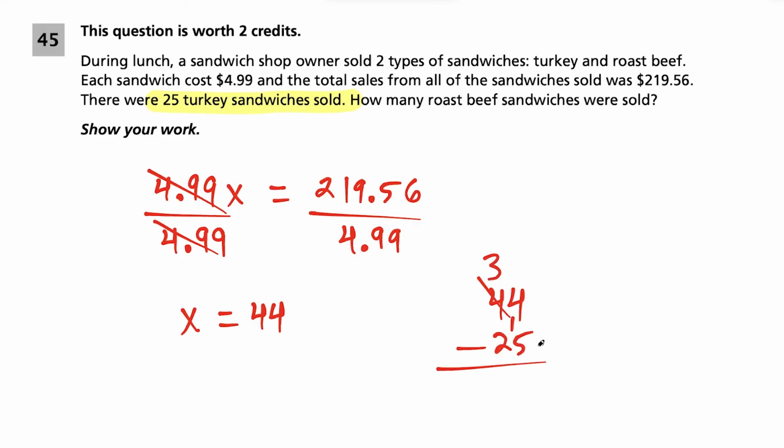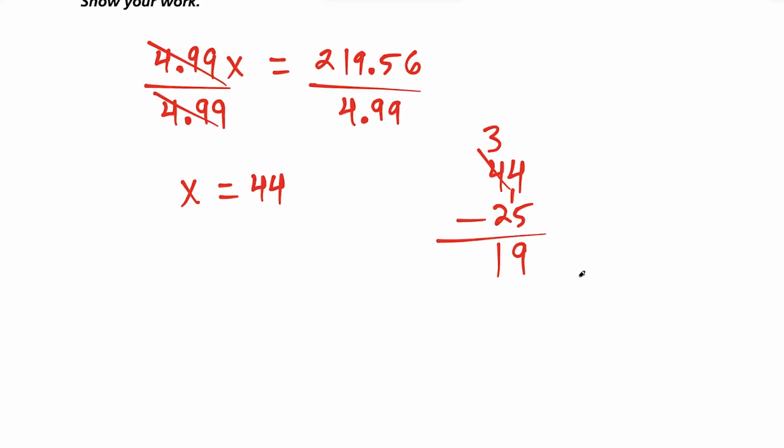And for this, we could just type in a calculator or do the subtraction ourselves. 19 roast beef sandwiches were sold. So we're just going to write that at the end here. The answer is 19 roast beef sandwiches.